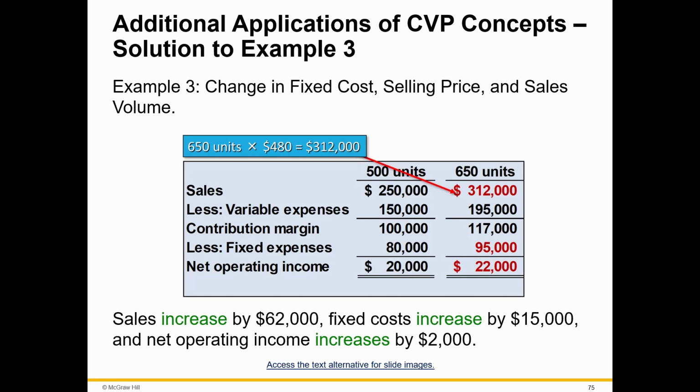We can take our sales, which would increase to 312,000. Our variable expenses would increase to 195,000 based on the number of units. We're selling more units. Our contribution margin then would be 117,000. Our fixed expenses are increasing because we're increasing our advertising, 15,000 in advertising. So our fixed expenses would be 95,000. So our net income would be 22,000. So doing all of those things would only increase our net income by $2,000.